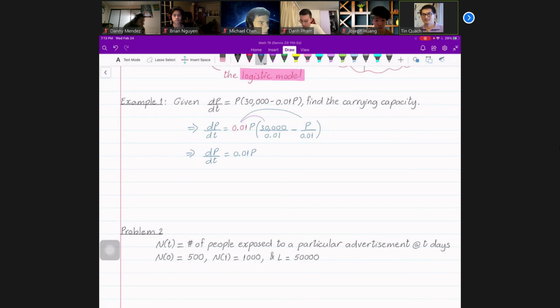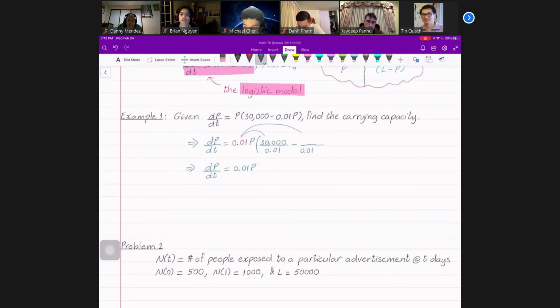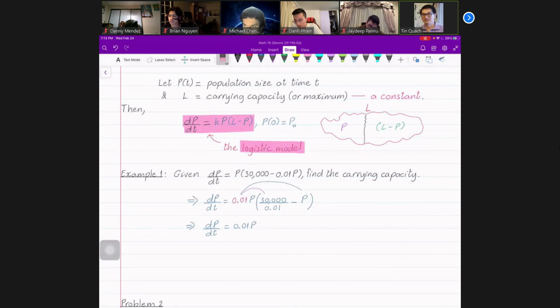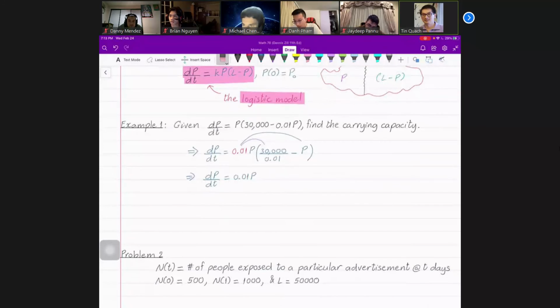times, no, wait, I'm missing, it's not right, because originally we have, it should be just a p, it's just a p, not divided by, because when you multiply this out to p, you actually get 0.01 p, right? So whatever you do, when you multiply out, you better get back to the original differential equation.